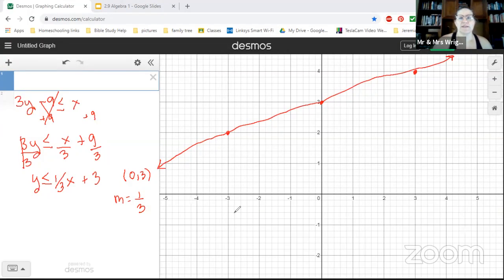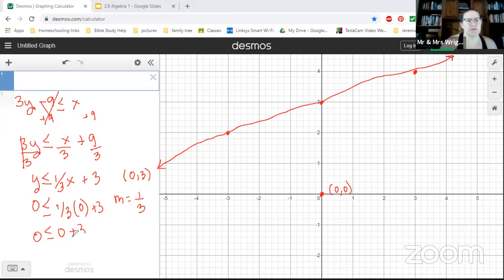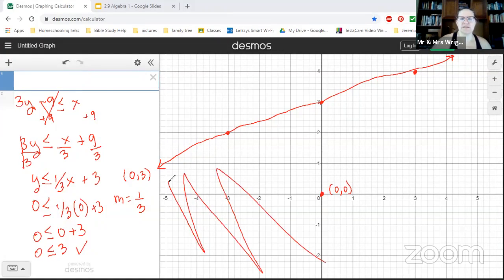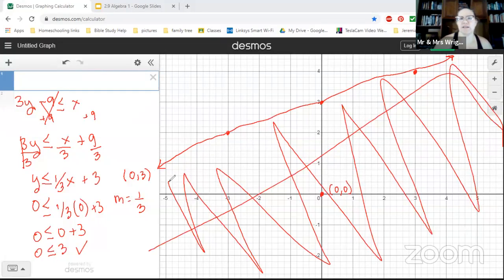And here we go. Now I need to choose a point to test with this. I had y is less than or equal to, so I'm going to choose a point that's below the intercept. So I'm going to choose 0, 0. 0, 0 means I have an x and a y that's 0. So I should be putting a 0 here. 0 is less than or equal to 1/3 times 0 plus 3. 0 is less than or equal to 0 plus 3. 0 is less than or equal to 3. Is that a true statement? Yes, 0 is less than 3. That is a true statement. So this is the side that we would shade in, right?